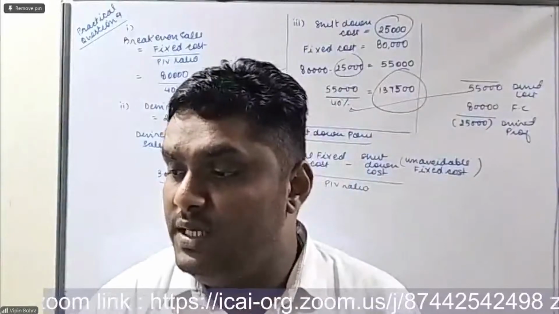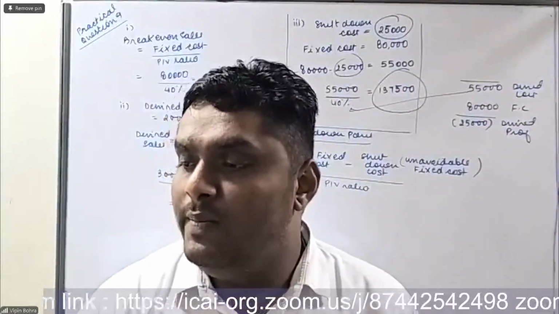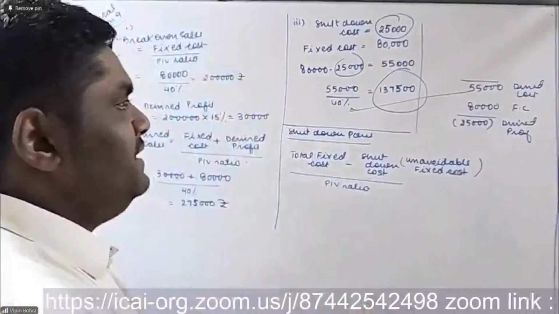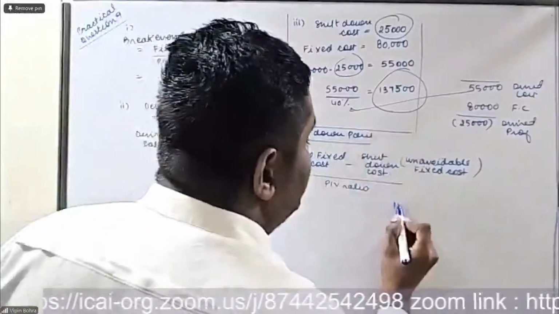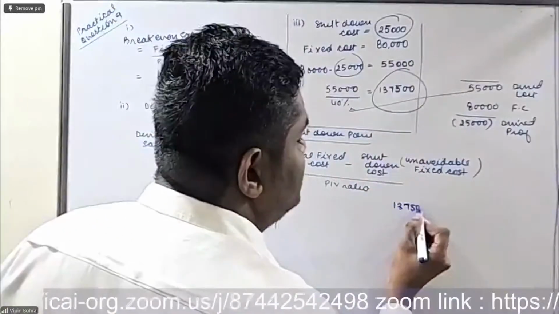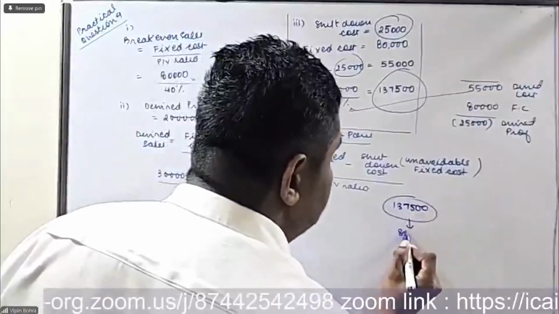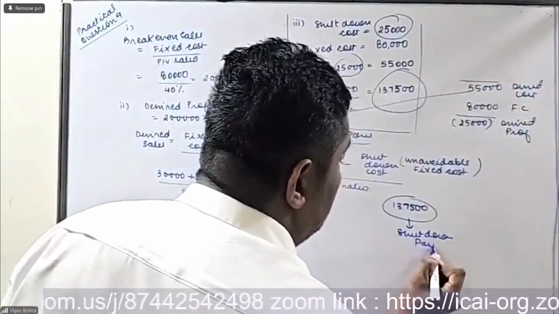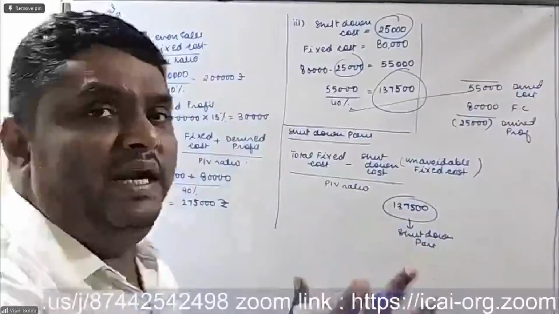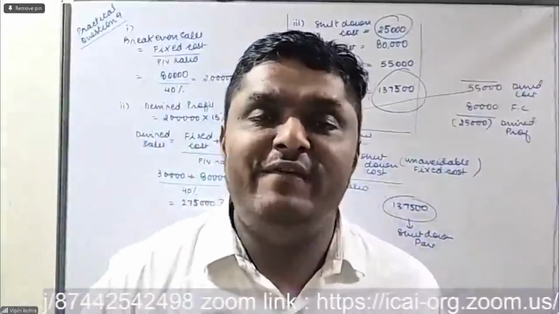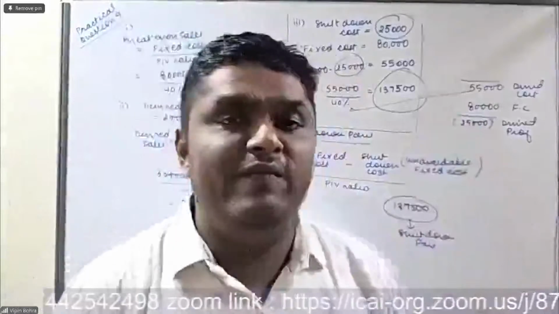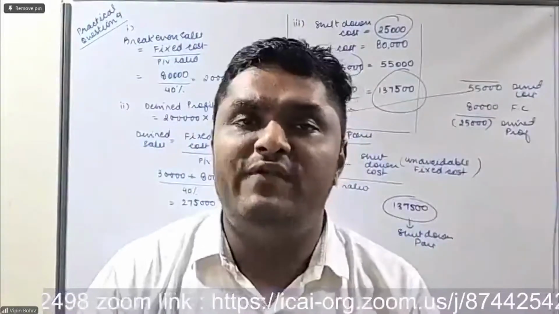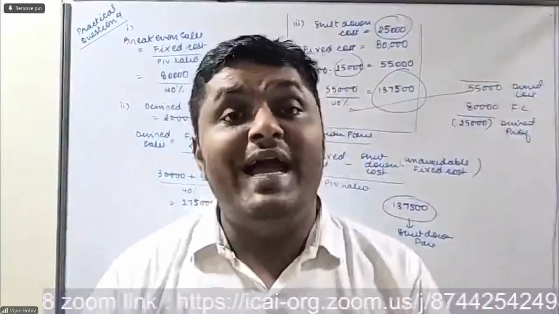Sir, what does it mean by at what sales would he be better off locking up his business? See, this is the shutdown point. 1,37,500 is my shutdown point. So at this point, I am indifferent. At 137,500, I am making a loss of 25,000. And even if I shut down my business, my loss will be 25,000. So at this point, I am indifferent.